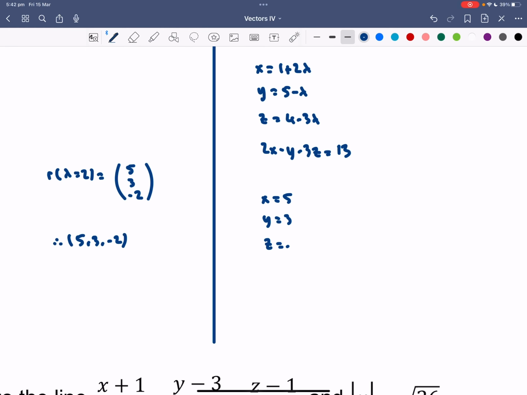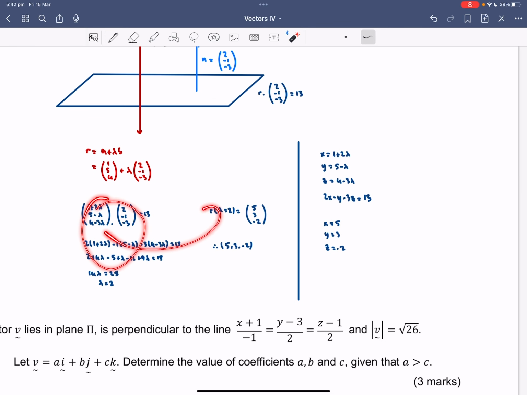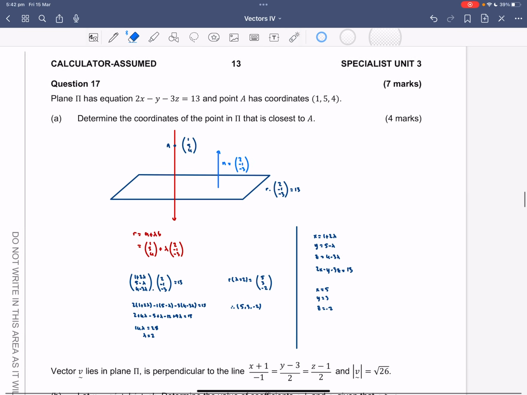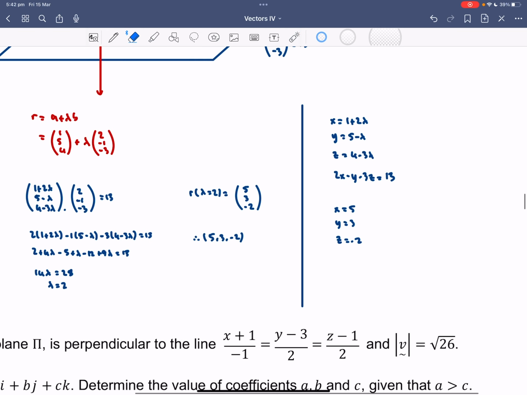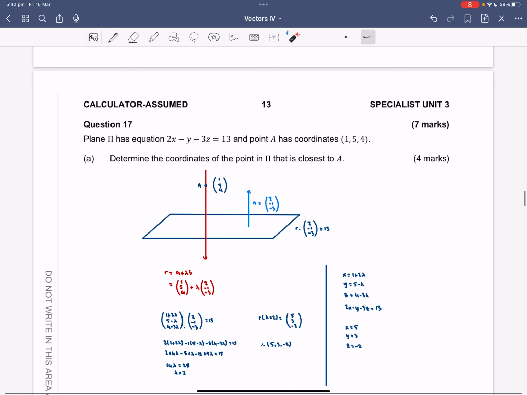So you can see that was so much quicker than having to sub the line into the plane. To find the intersection of line and plane, that is the fastest way to do it, if you have ClassPad allowed: get the parametric equation for the line, and get the Cartesian equation of the plane, sub them all in, and it will just spit out your answers for you. Okay? Perfect. That's how you find the coordinate that is closest.